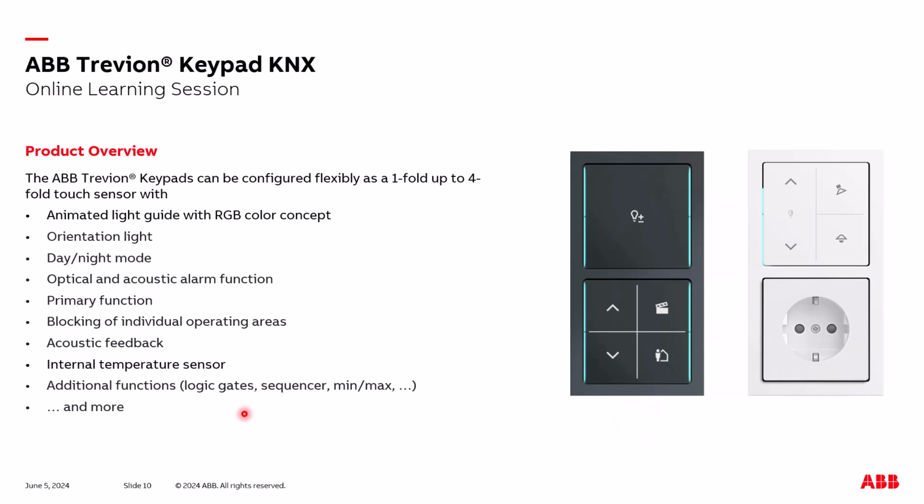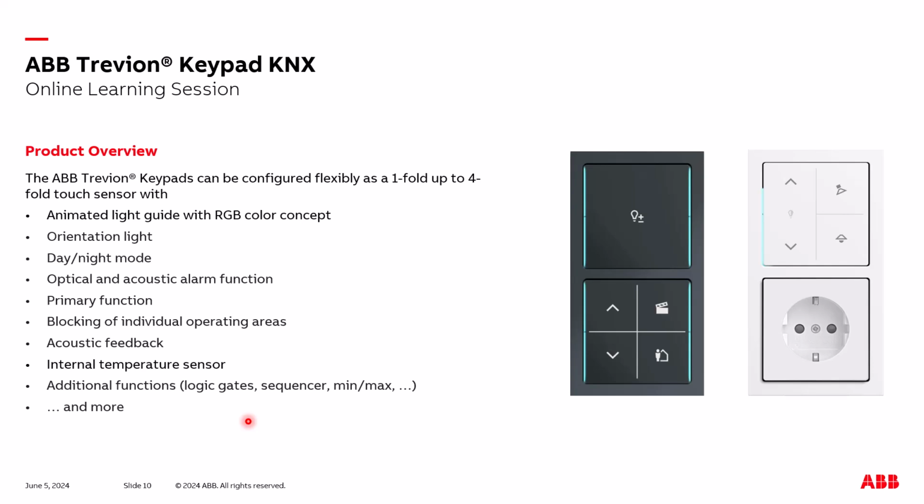And last but not least, the functionality. Of course, it's room-oriented functions, more or less everything you know already. But later we come to this RGB lighting concept with the LED on the left side. Orientation light is also possible. It's continuously on different light levels. So day and night mode could be interesting to reduce the brightness during the night. Alarming is possible, will be shown also by Jürgen with optical and acoustical information. Primary function: if you press the whole hand on the button, a standard function can be carried out. You can block individual parts of this operating element.